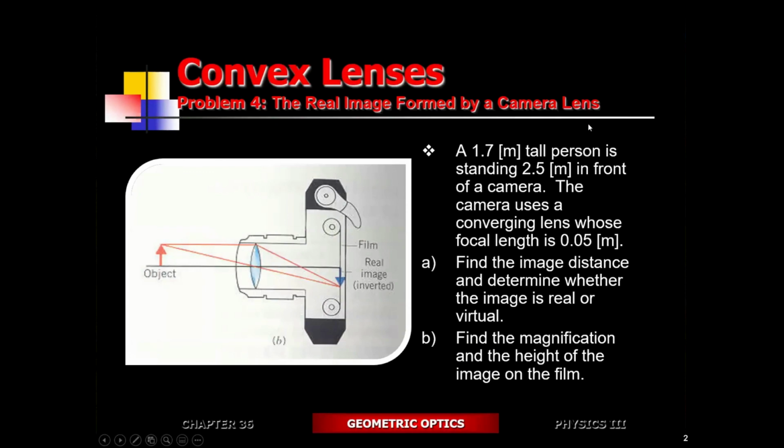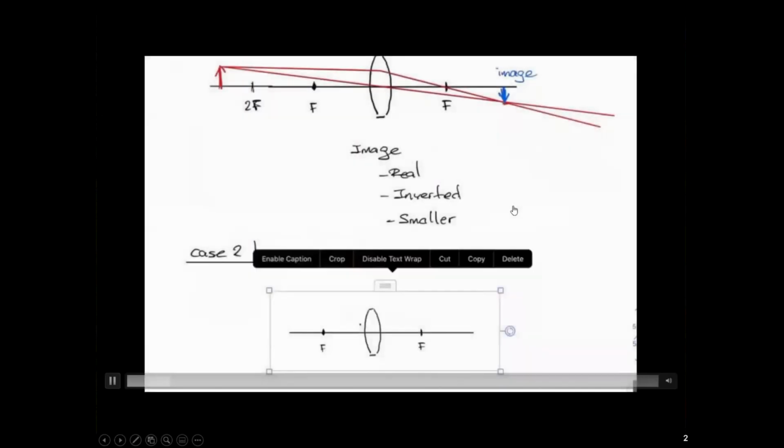Problem number 4 is related to this. Once again, that's a problem that you have to do on your own. That's part of your homework.